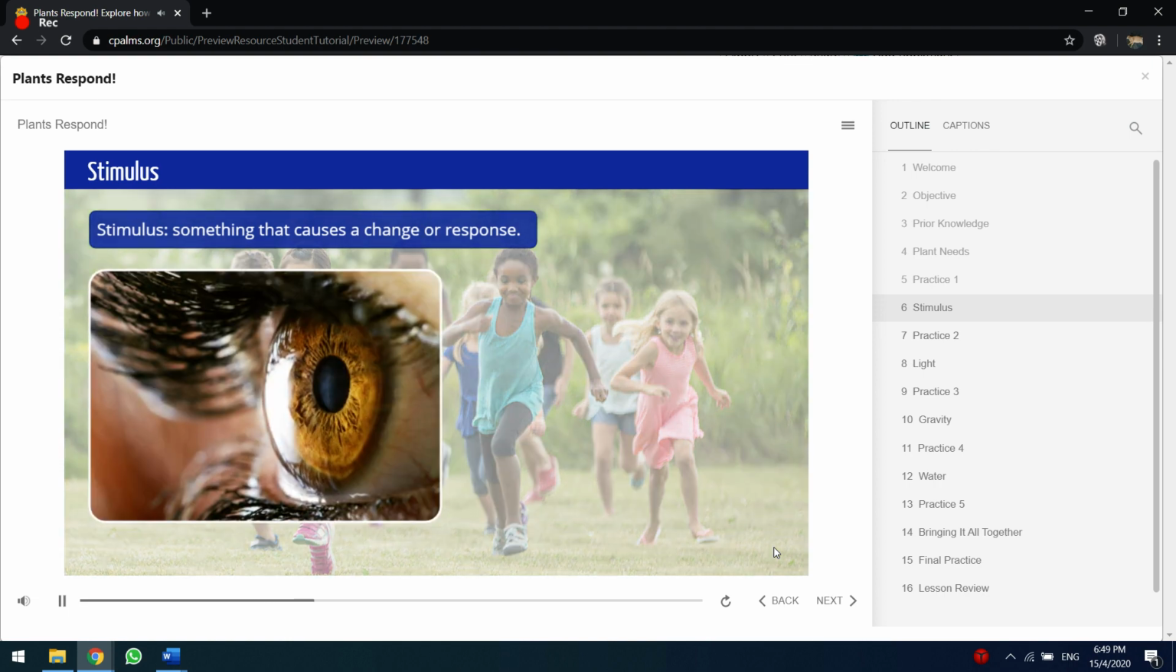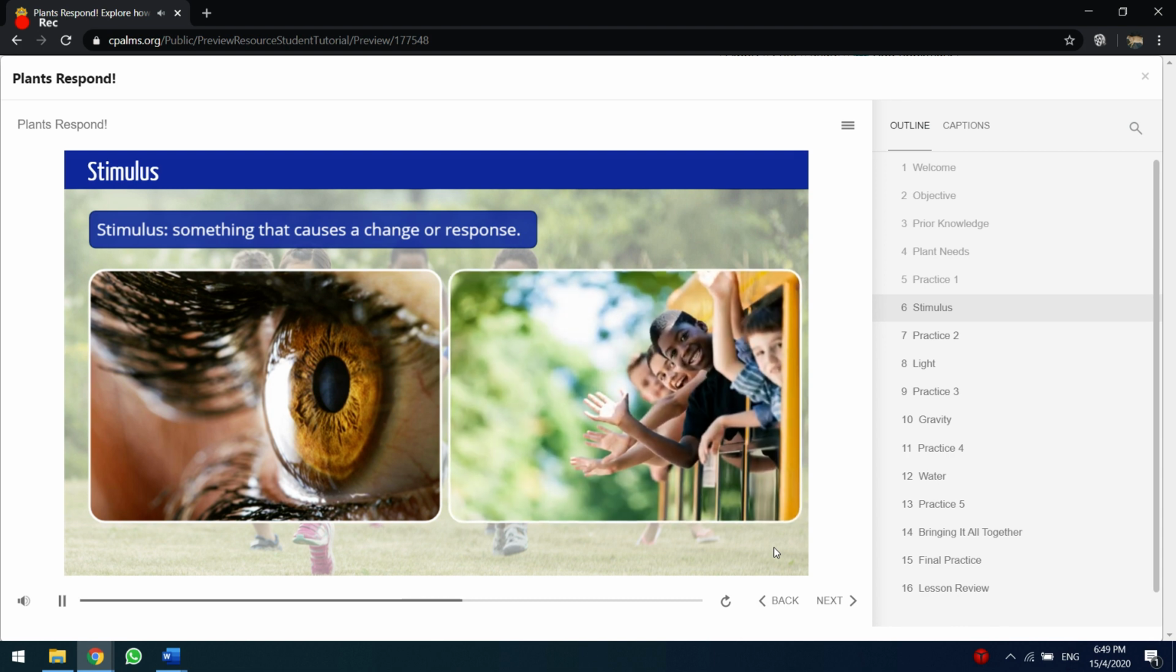Have you ever noticed how the pupil, or dark spot, in your eye changes when you go out into the bright sunlight or have been in the dark? The amount of light is the stimulus. When the bell rings at the end of the school day, what happens? All the students find their ride home. The ringing of the final bell is a stimulus that causes a response, which is the students leave and go home. Let's move on and look at how a plant might respond to a stimulus.